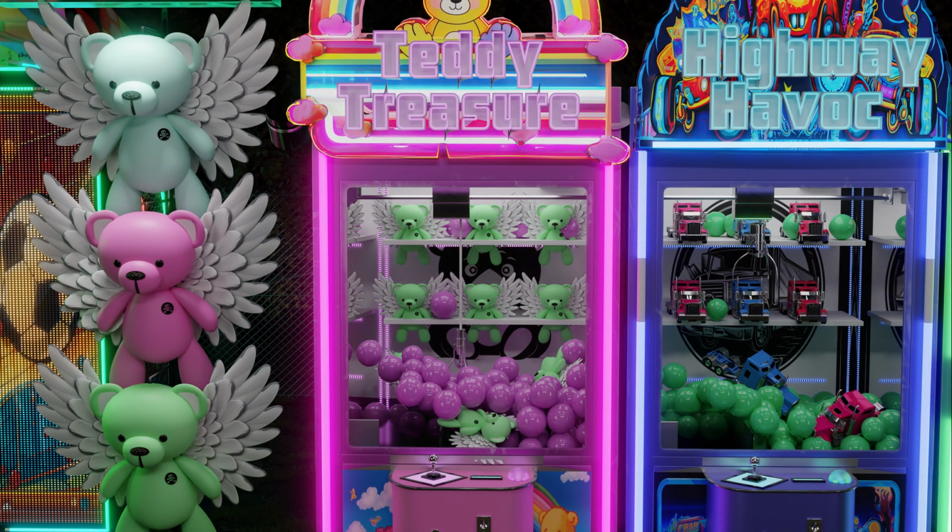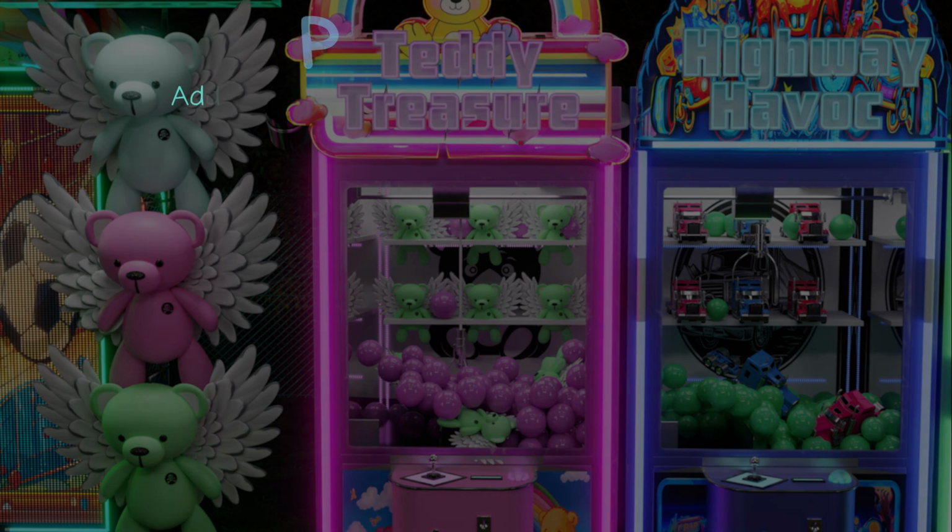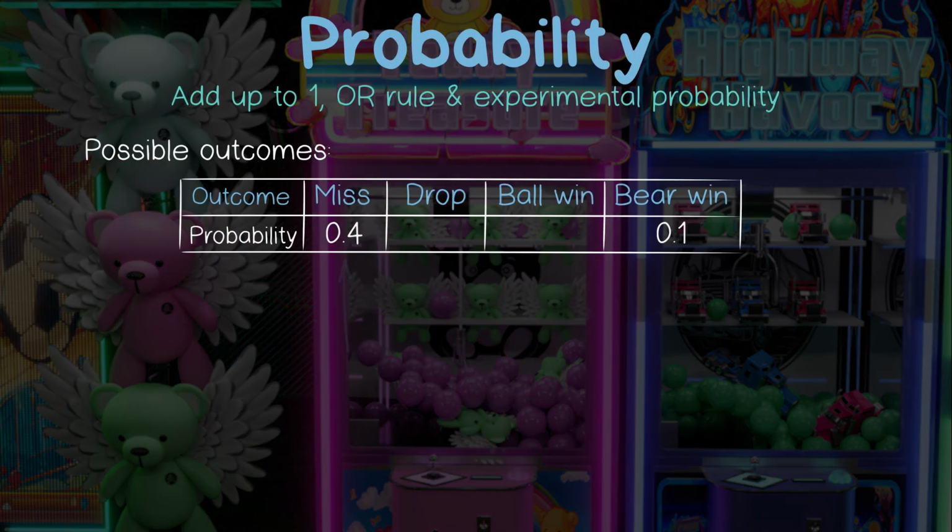First game, we have a grab machine with 4 possible outcomes. We can miss everything in the machine, we can drop our prize, we can win a ball, or we can win a bear. And if we win a ball, we can trade that in for tokens to get other prizes. Let's try our first question.